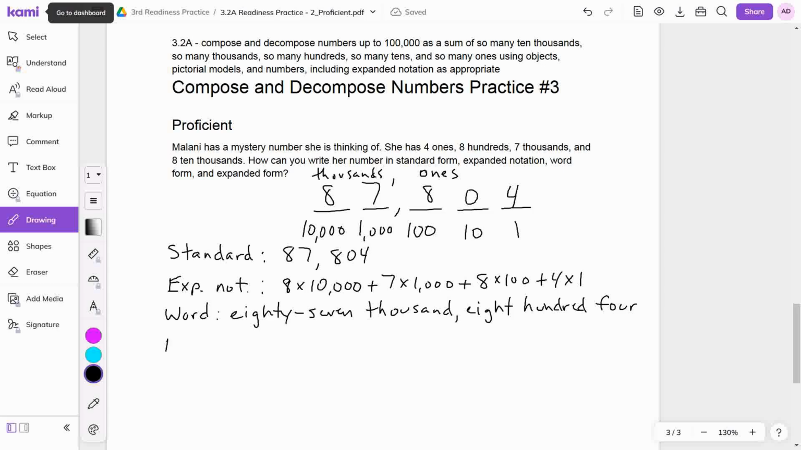And then I need expanded form. All right, so expanded form is going to be similar to expanded notation, but you're writing the value of what that digit is wherever it's sitting. So 8 in the 10,000s is 80,000. 7 in the thousands is 7,000. 8 in the hundreds is 800. Once again, we're skipping that 0 in the tens, and I've got my 4. Those are the 4 different forms that were asked for in this proficient problem.